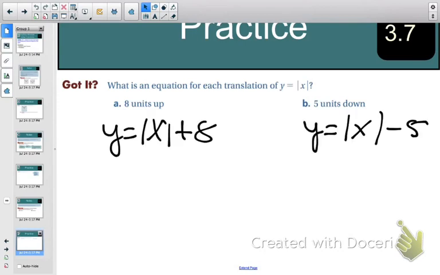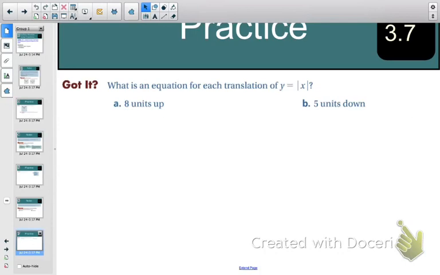Alright, so the first one should be absolute value of x plus 8. Second one, absolute value of x minus 5. Again, you always have a y and an x, so don't try to change that x to an 8 or a 5 or anything like that. Don't do any funky things like that.